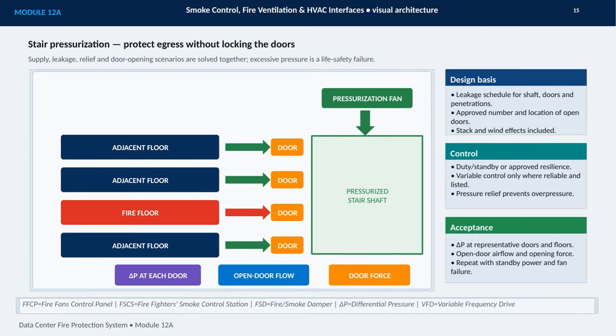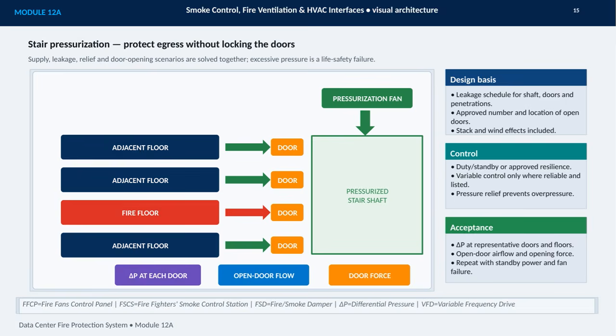Supply airflow, leakage through the shaft and doors, relief paths, and the number of open doors all have to be solved as one system. The design basis should document leakage through the shaft, doors, and penetrations, while also accounting for stack effect and wind. The control strategy may use duty and standby equipment, or another approved resilient arrangement. Variable speed control is appropriate only when the equipment and sequence are reliable and listed, and pressure relief is essential to prevent overpressure.